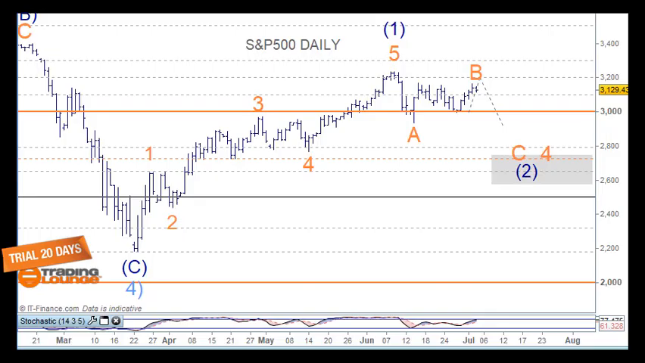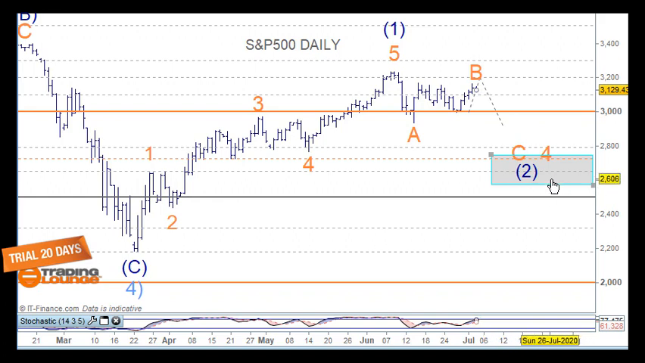Welcome to Trading Lounge and the SP 500 for the 6th of July, and starting on the daily chart here, our primary count is from the low here, 1 and 2 and 3 and 4 and 5 here for wave 1, and looking for an A wave here, then an A and a B and a C wave here for wave B, and then down for wave C of 2 that can bring us down into the 50-60% retracement level here.